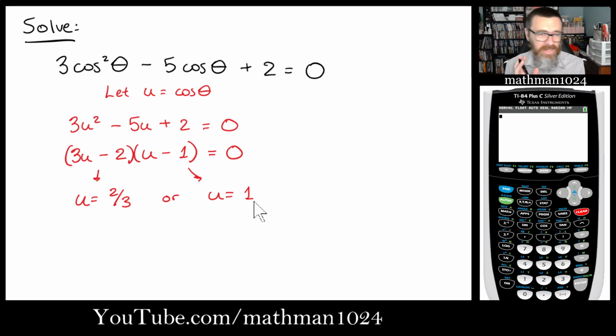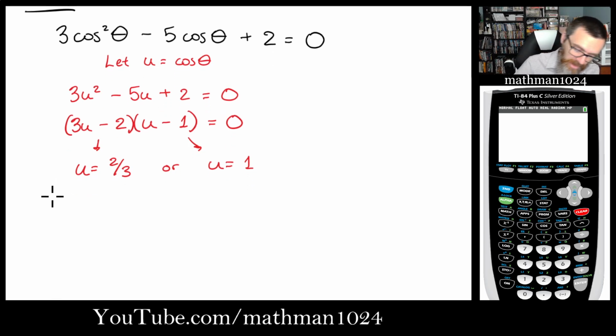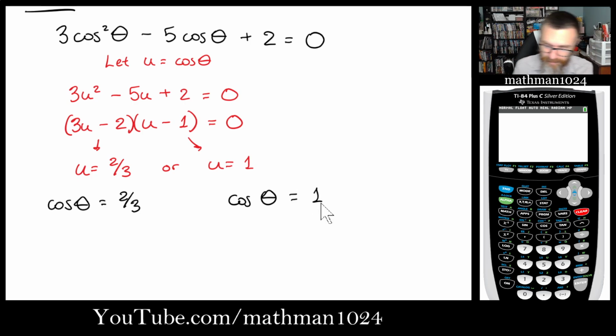Now, I changed colors when I went to this u substitution. That's a signal to me that I haven't actually finished the problem. Even though I have u by itself, that's great, but the original problem was written in black. I need to go back to black and rewrite the u as cosine of theta. So now we have this. Cosine of theta is equal to 2/3, or cosine of theta is equal to 1.